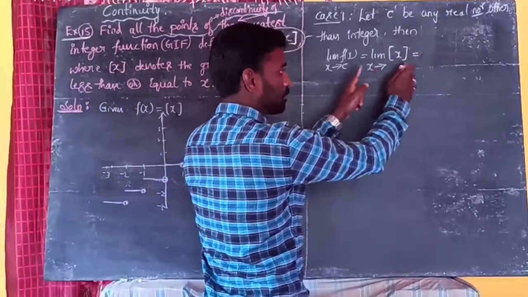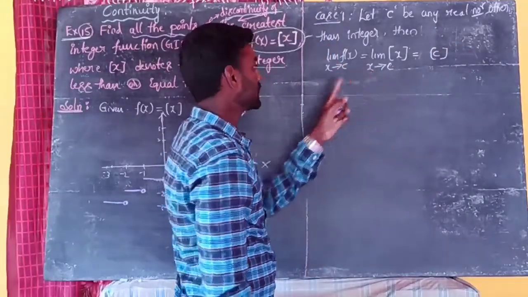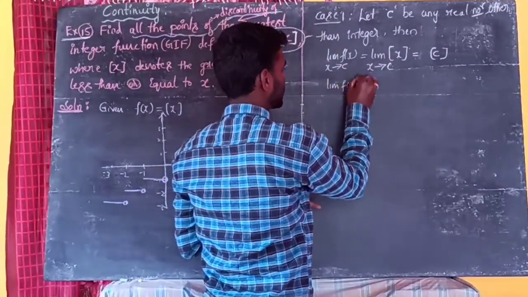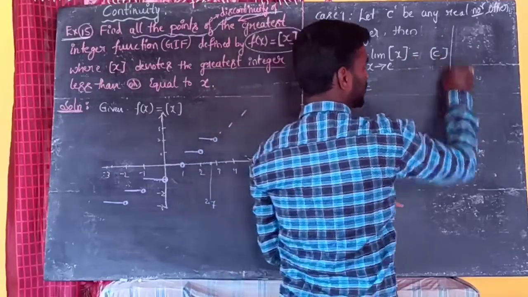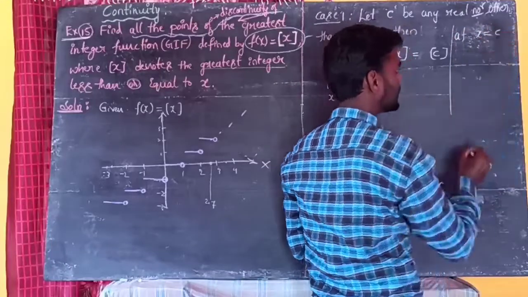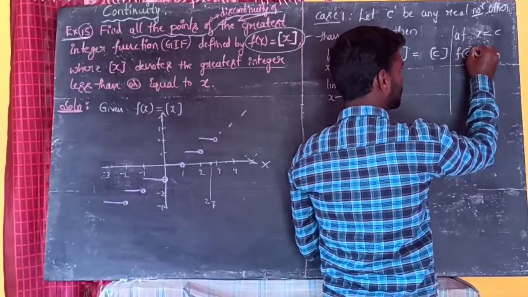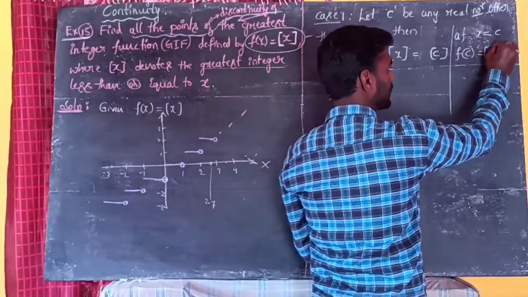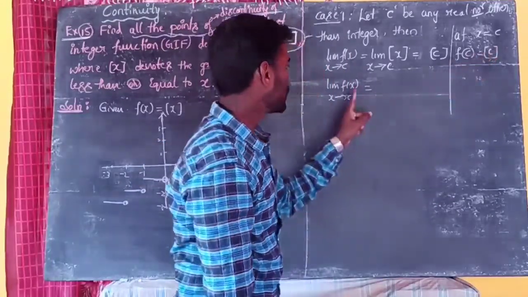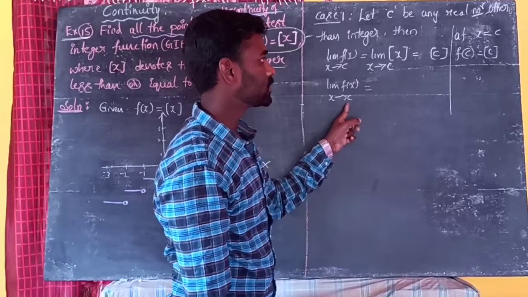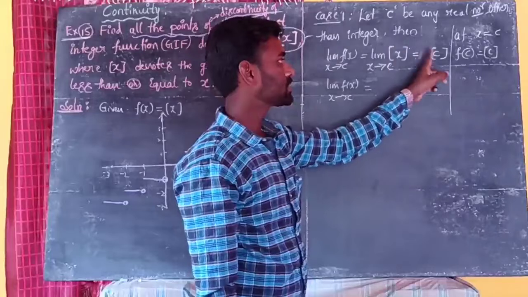If you apply the limit as x tends to c, this becomes the greatest integer function c. Here observe guys, at x equal to c, f of c is equal to the greatest integer function c. So observe, the limit of f of x as x tends to c is equal to the f of c value, which is c. Here the limit of f of x as x tends to c is also c.